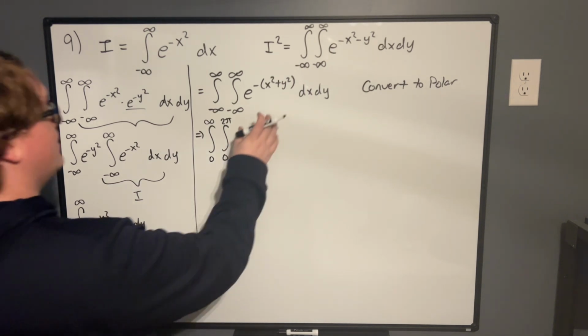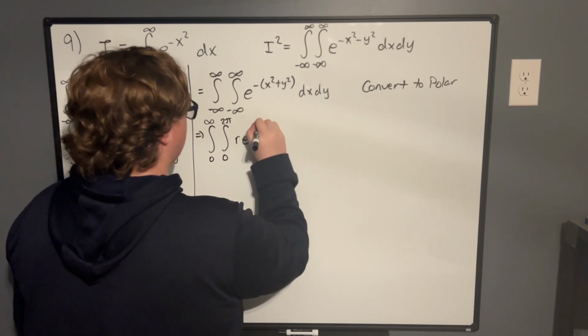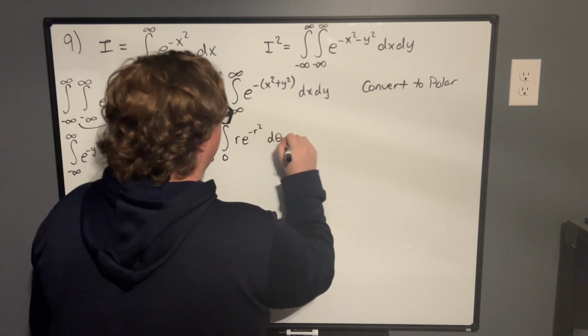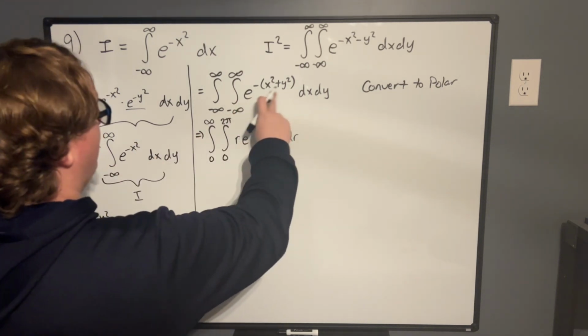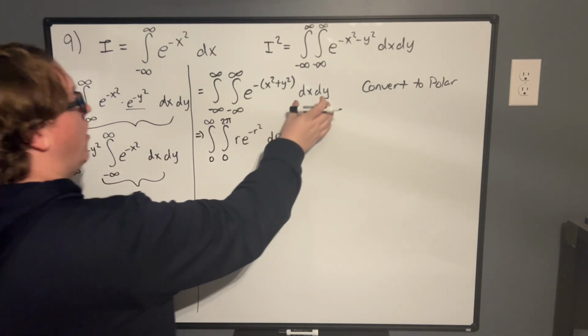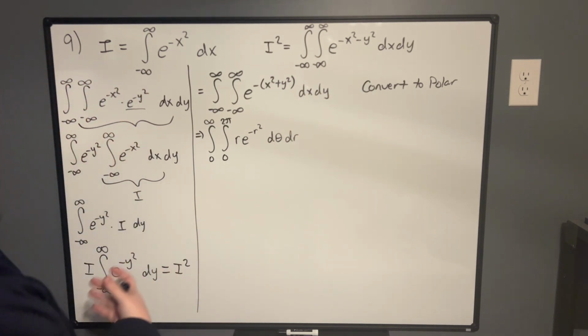And now we know that this translates to r e to the minus r squared, and this will be d theta dr. This was just a conversion to polar coordinates, because we know this is r right here. We know that we need r dr d theta for this. So d theta dr is the same thing by Fubini's theorem. And then now we can integrate this, and it's actually much, much easier at this point.